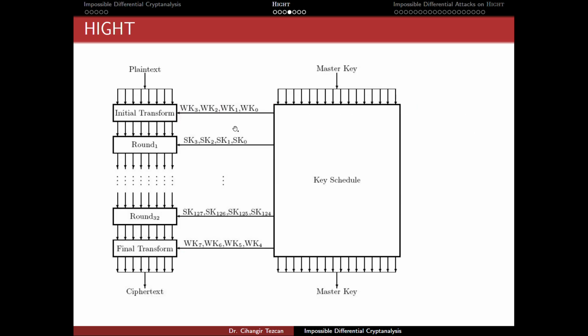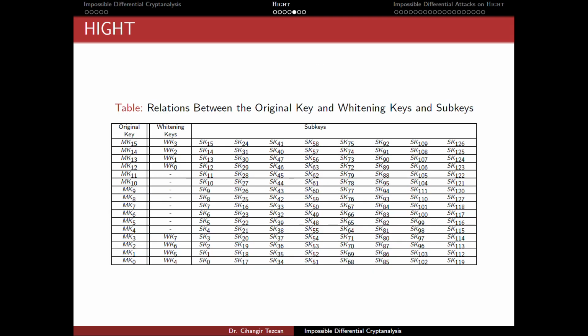So you might think that since we are going to attack the master key, but since we can capture only the whitening keys and sub keys here, what is the relation between these whitening keys, sub keys, and the master key? You need to check the key schedule for that, but Hight has a very simple key schedule. So instead of giving the key schedule, we provided a table that shows the relation between the original key and the whitening keys and sub keys.